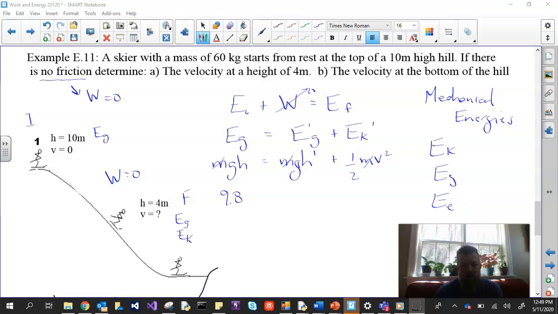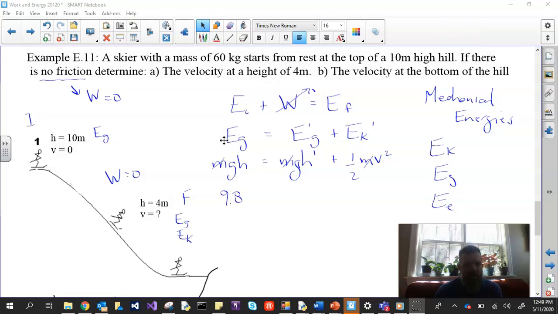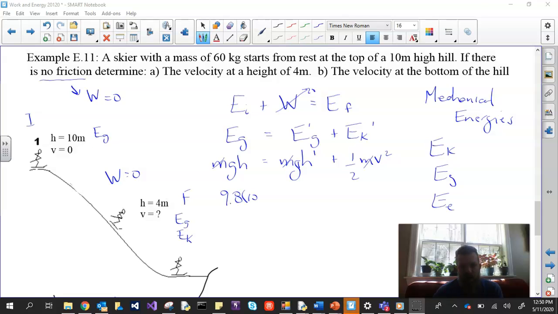So 9.8. And I like to separate this so I know my initial point is up here. So I've put on the information and the type of energy so that I know the 4 goes with the missing velocity, not the 10. So I've got my 10 right here. And this equals 9.8. Remember, we've canceled the mass out. So the height is 4 plus 1/2 times the velocity squared.